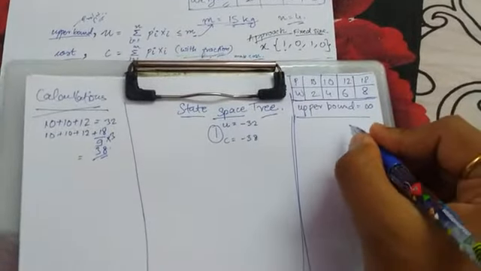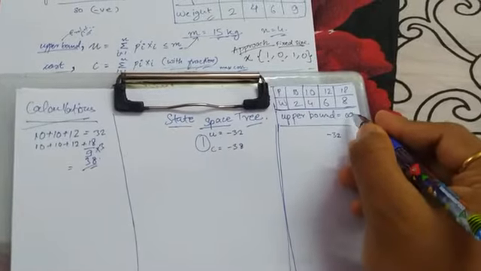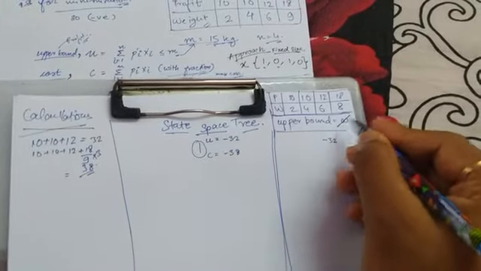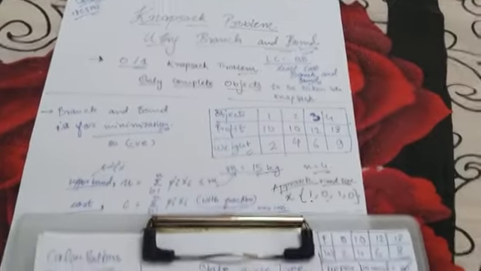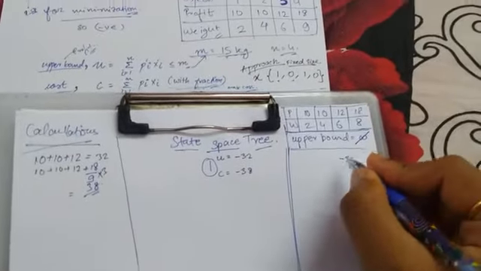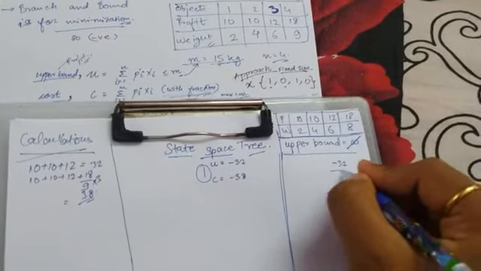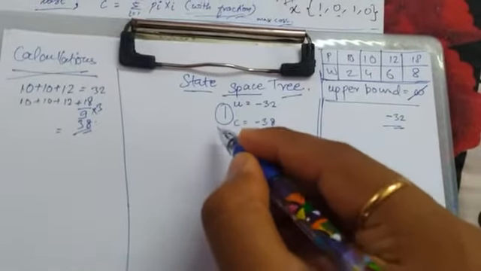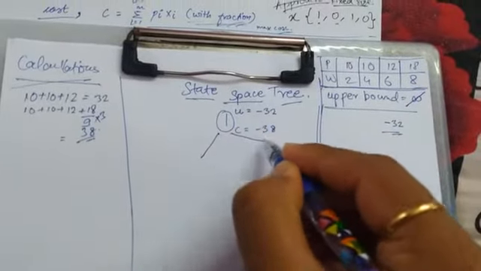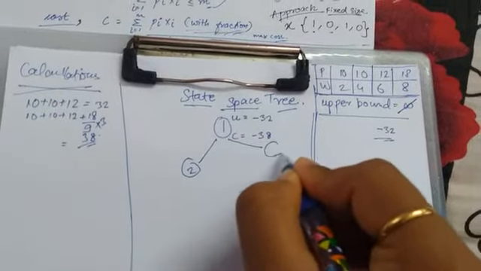So now the upper bound will be minus 32, as it is lesser than infinity. That is the method we are using, right? The least cost branch and bound. So we will look for nodes which have a more negative value than the present upper bound, which is minus 32. So now we'll take 2 branches out of here, the second branch and the third branch.